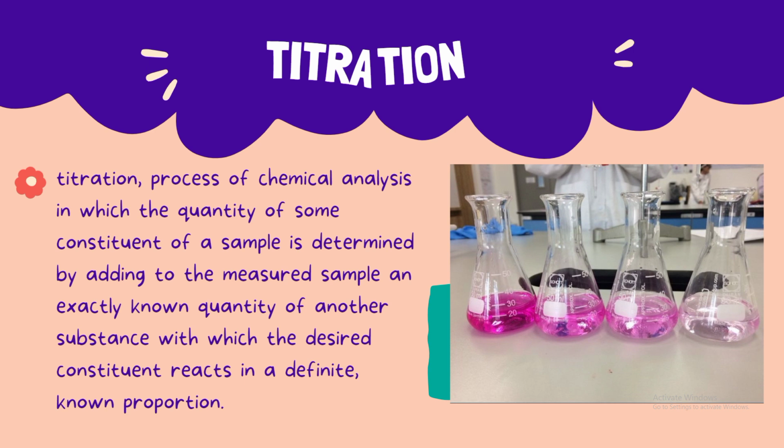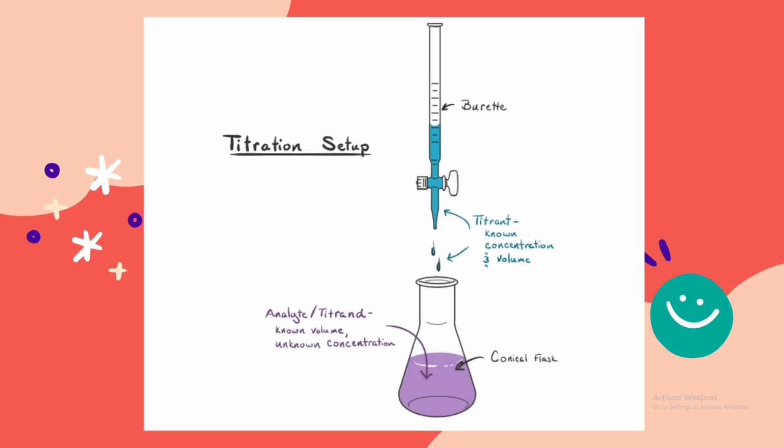So the process is usually carried out by gradually adding a standard solution of titrating reagent, or titrant, from a burette, essentially a long, graduated measuring tube with a stopcock and a delivery tube at its lower end. So the addition is stopped when the equivalence point is reached. At the equivalence point of a titration, an exactly equivalent amount of titrant has been added to the sample.